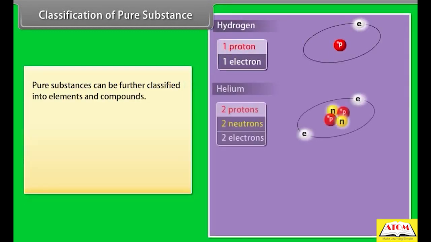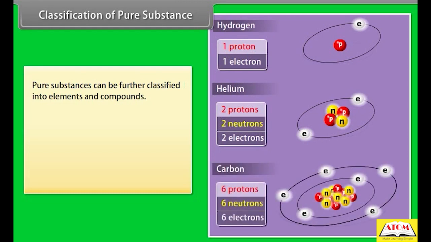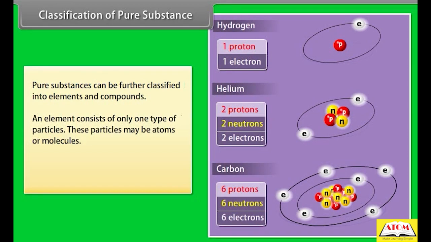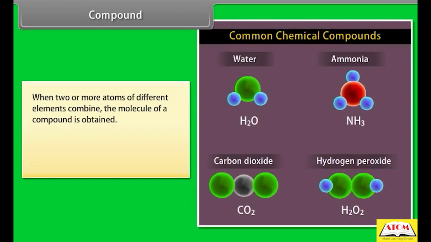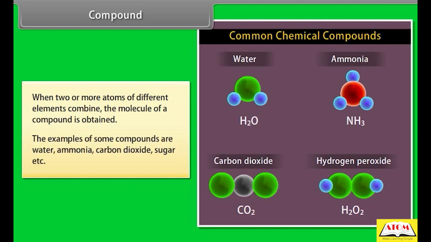Classification of pure substances. Pure substances can be further classified into elements and compounds. An element consists of only one type of particles. These particles may be atoms or molecules. Example, hydrogen, helium, carbon, sodium, copper, silver, oxygen, etc. Compound. When two or more atoms of different elements combine, the molecule of a compound is obtained. The examples of some compounds are water, ammonia, carbon dioxide, sugar, etc.